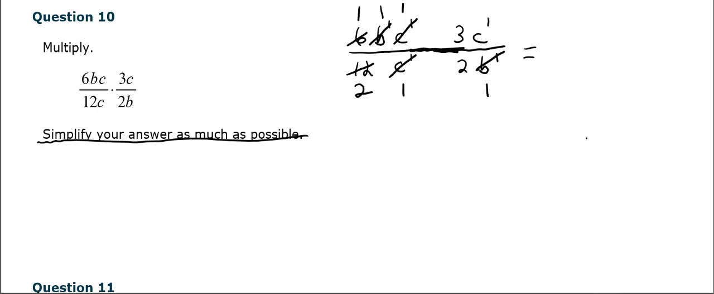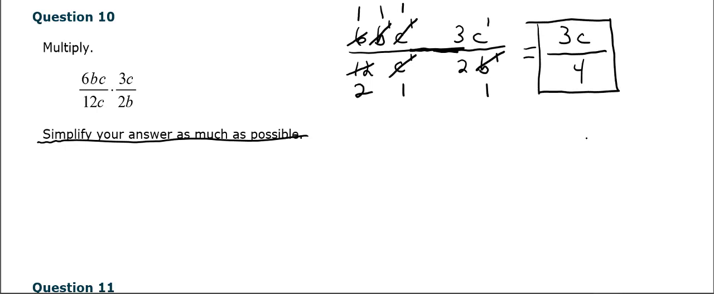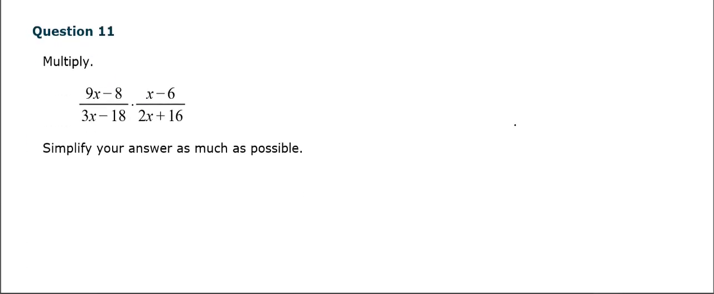So 1 times 1 times 1 times 3 times c to the first is 3c to the first, or just 3c. And in our denominator, we have 2 times 1 times 2 times 1, which is 4. So our final answer would be 3c over 4. So again, same technique as we just used in the other problems. Let's look at another multiplication problem.